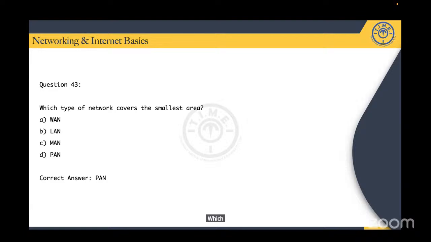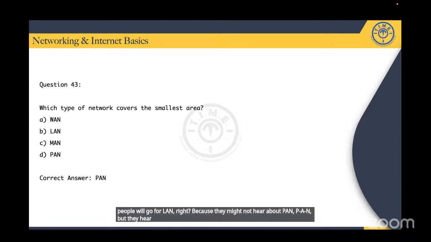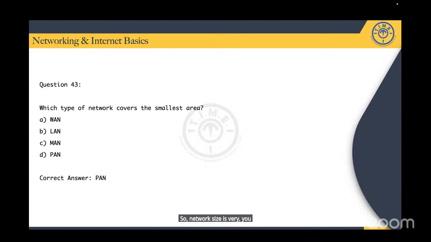Which type of network covers the smallest area? People will go for LAN, right? Because they might not have heard about PAN, but here the correct answer is PAN. Network size questions are very common in this kind of competitive exams, right? So let's go from smallest to largest. The smallest is PAN, then LAN, then MAN, then WAN, right?